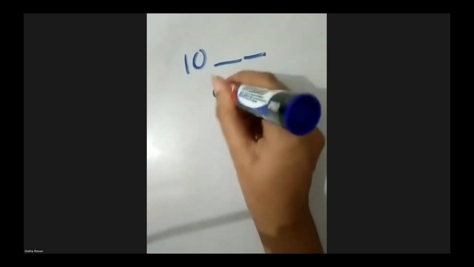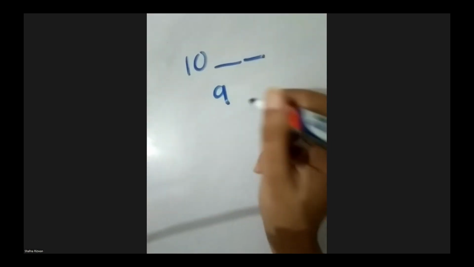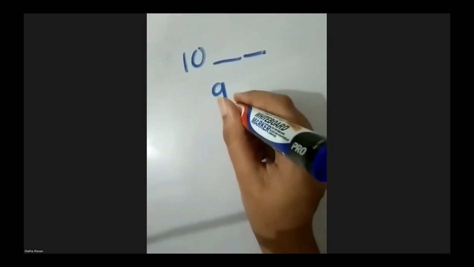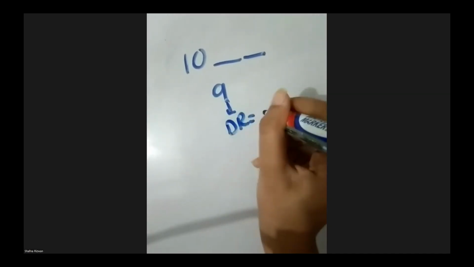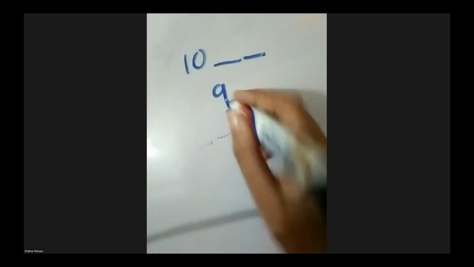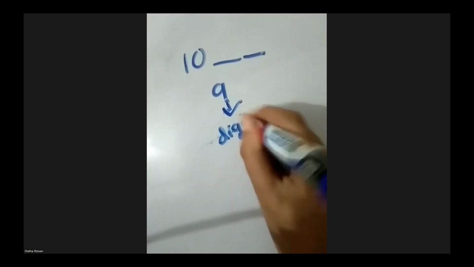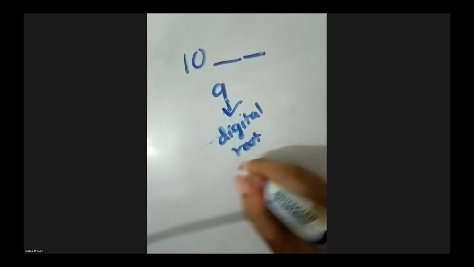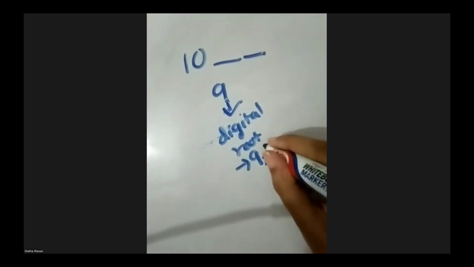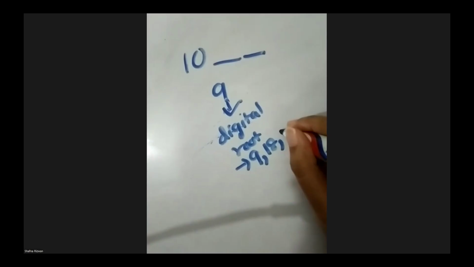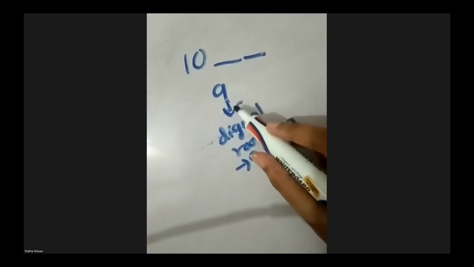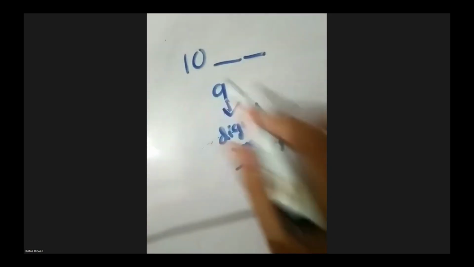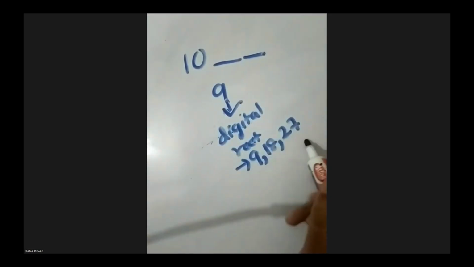Now what's the divisibility rule for 9? If a number is divisible by 9, the digital root should become how much? Always remember, the digital root of that number should become 9 or 18, and then you can take 27 like that. The digital root of that number should be divisible by 9. You should get 9 or 18 or like that.